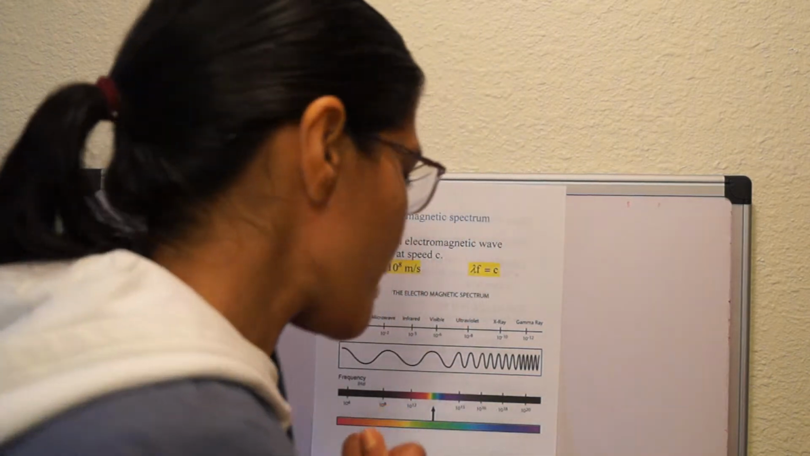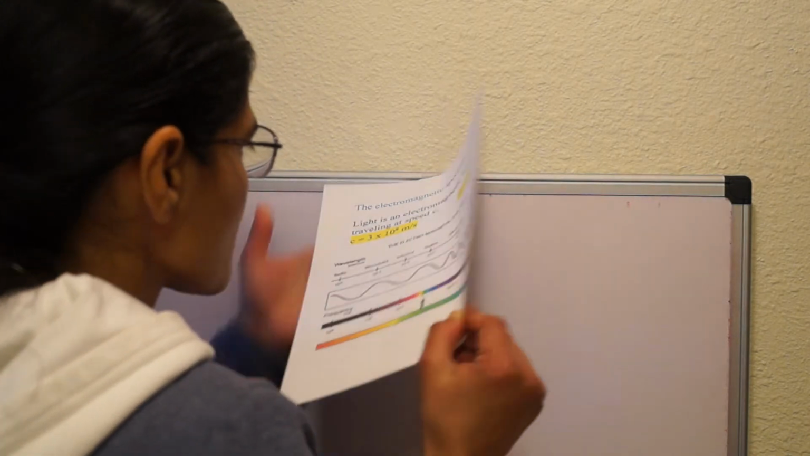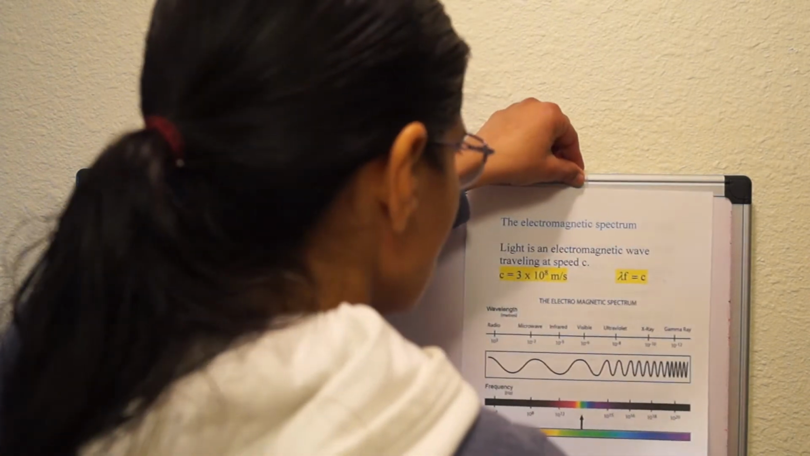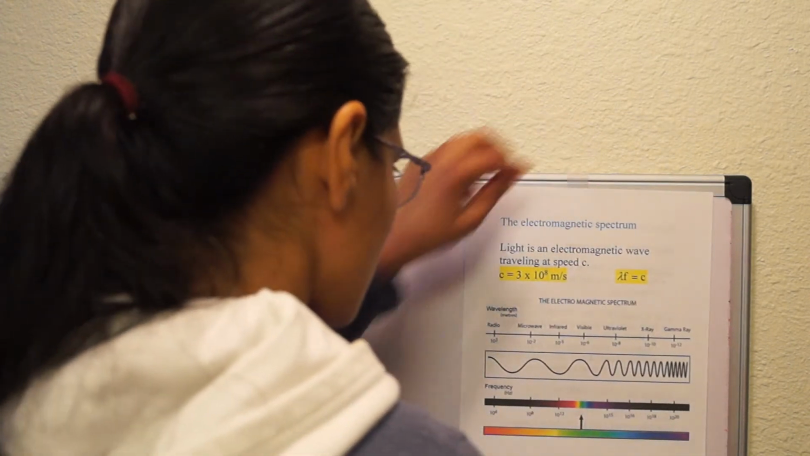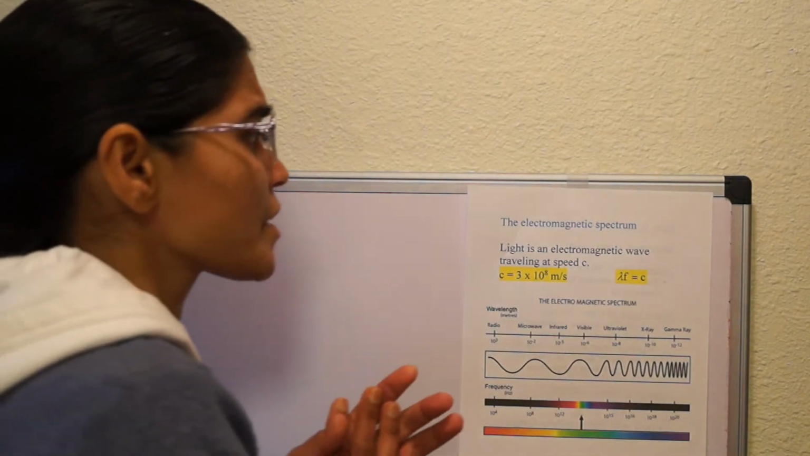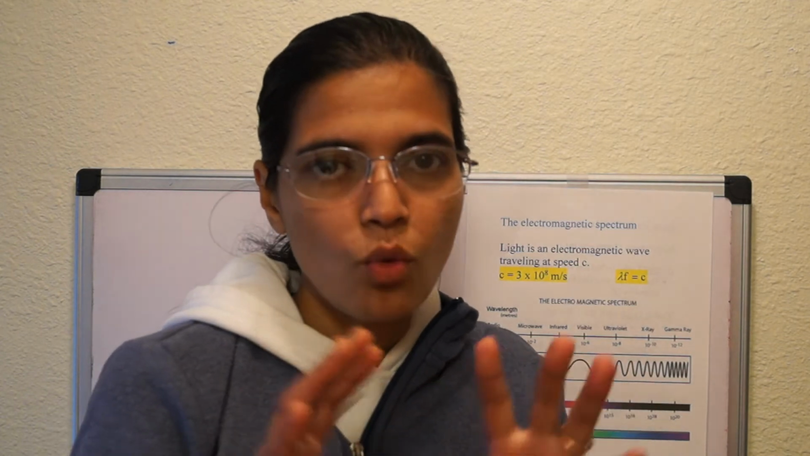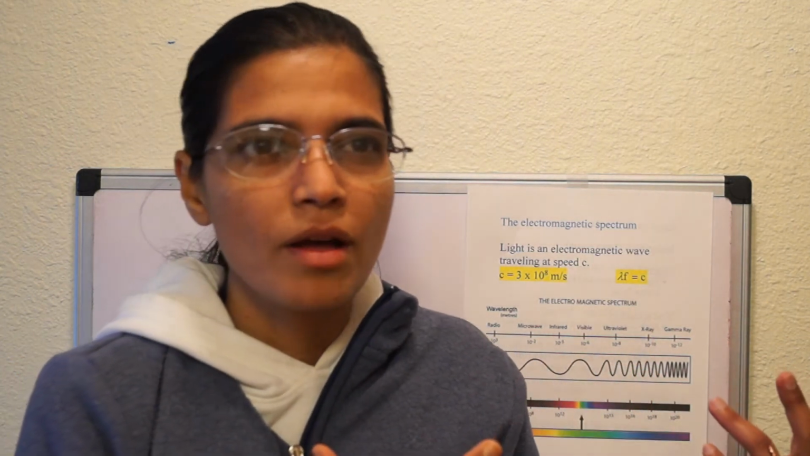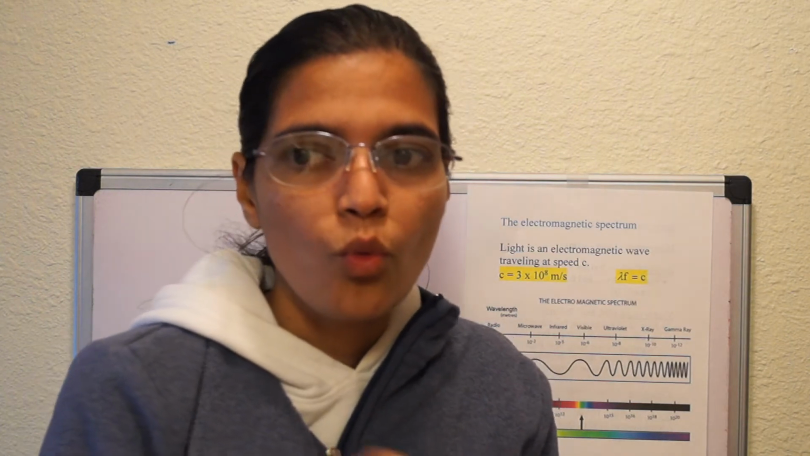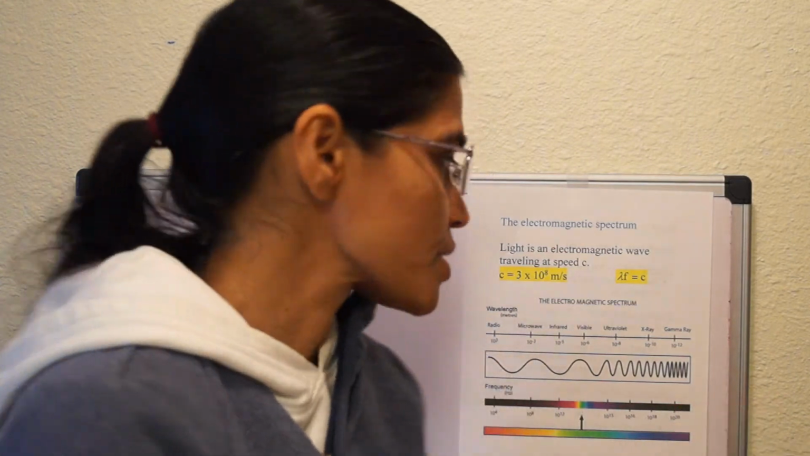Okay, so far we looked at a general description of the wave. So let's look at the electromagnetic spectrum. The electromagnetic spectrum combines the electromagnetic waves. There is this spectrum that is based on the wavelength and the frequency of the various electromagnetic waves.